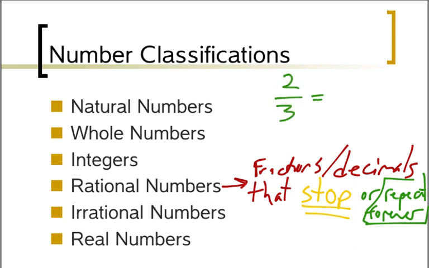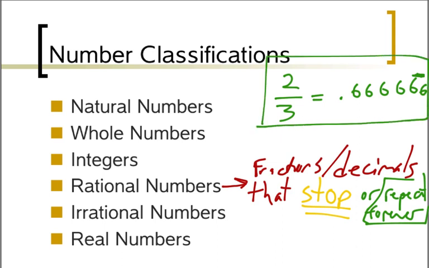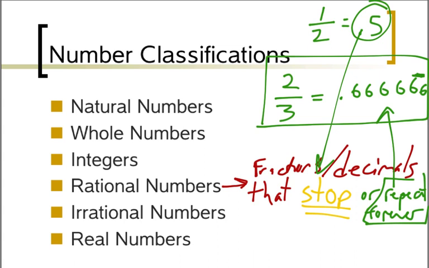Okay, 2/3 would be 0.6666666, and it keeps going forever. And we put a line over top of it. Somewhere along the line, someone told us to put a line over it if it keeps going. Another example of this would be like 1/2, where the answer is actually 0.5. So you can see 0.5 stops, and then 0.6 continues to repeat forever. Those are examples of rational numbers.